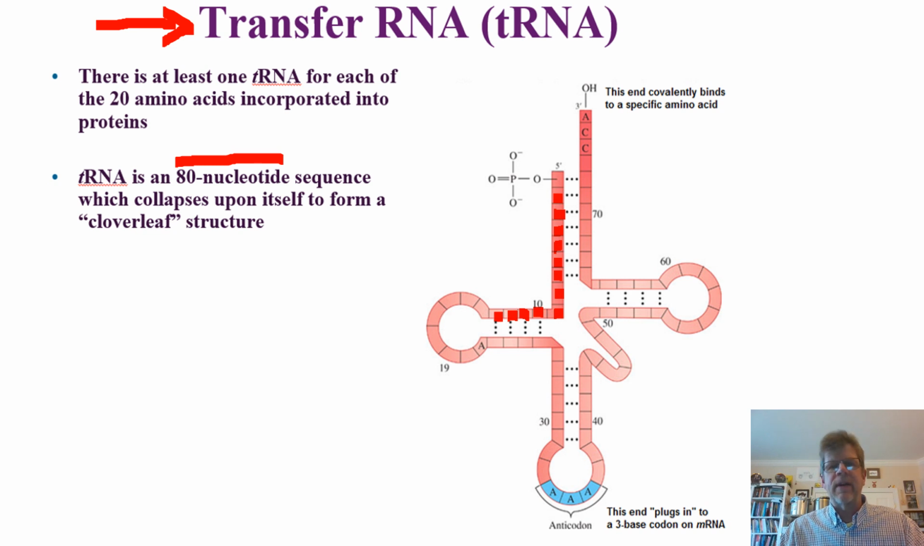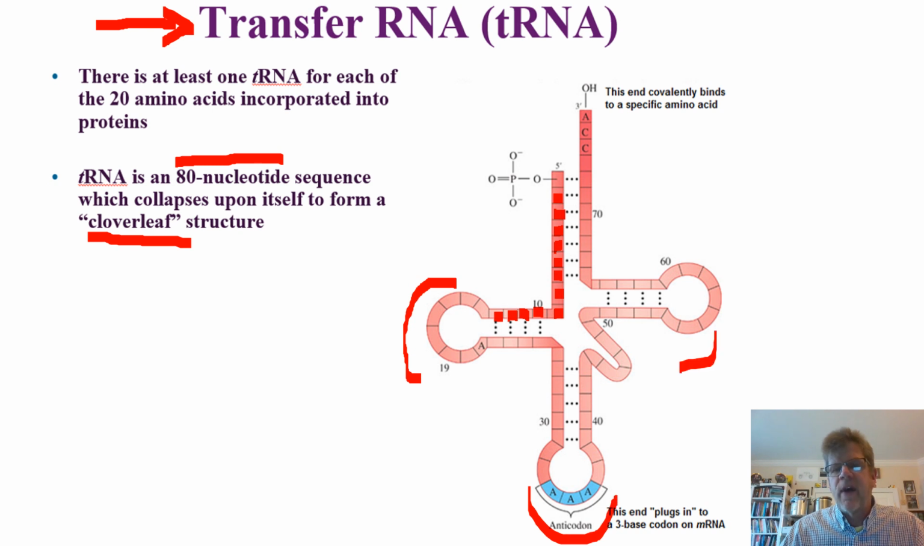A single strand of 80 nucleotides will ultimately collapse upon itself to form what is termed this cloverleaf structure. This representation here could be thought of as a cloverleaf, a three-leaf clover. Here's one of the leaves, another leaf right there. So it is termed a cloverleaf type of structure.